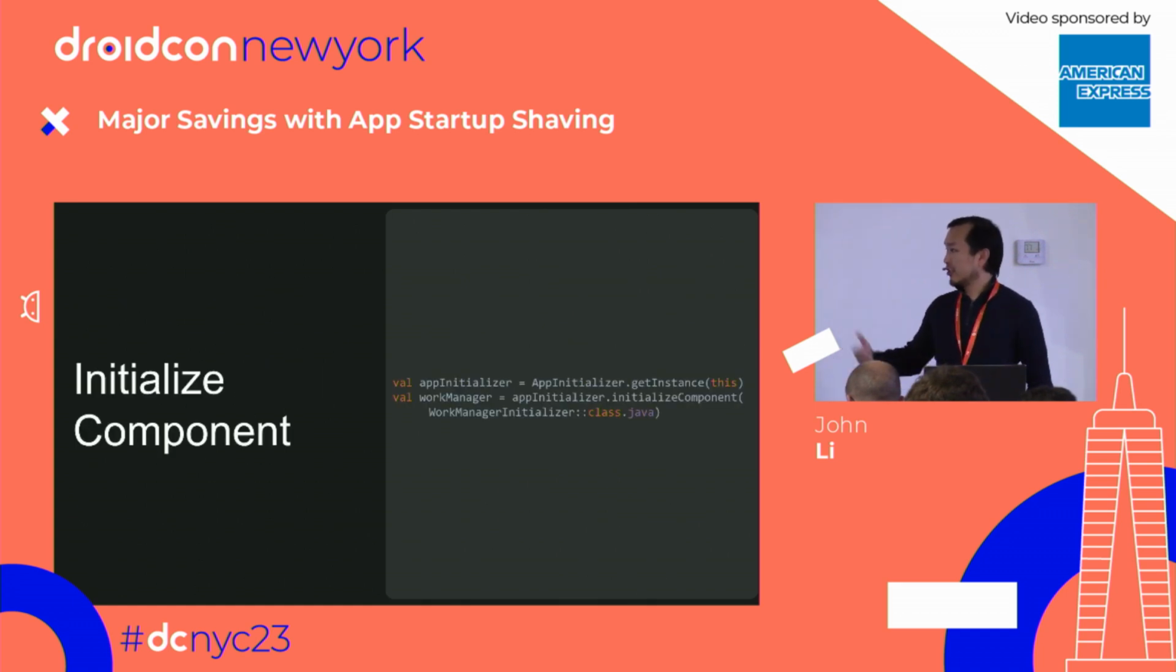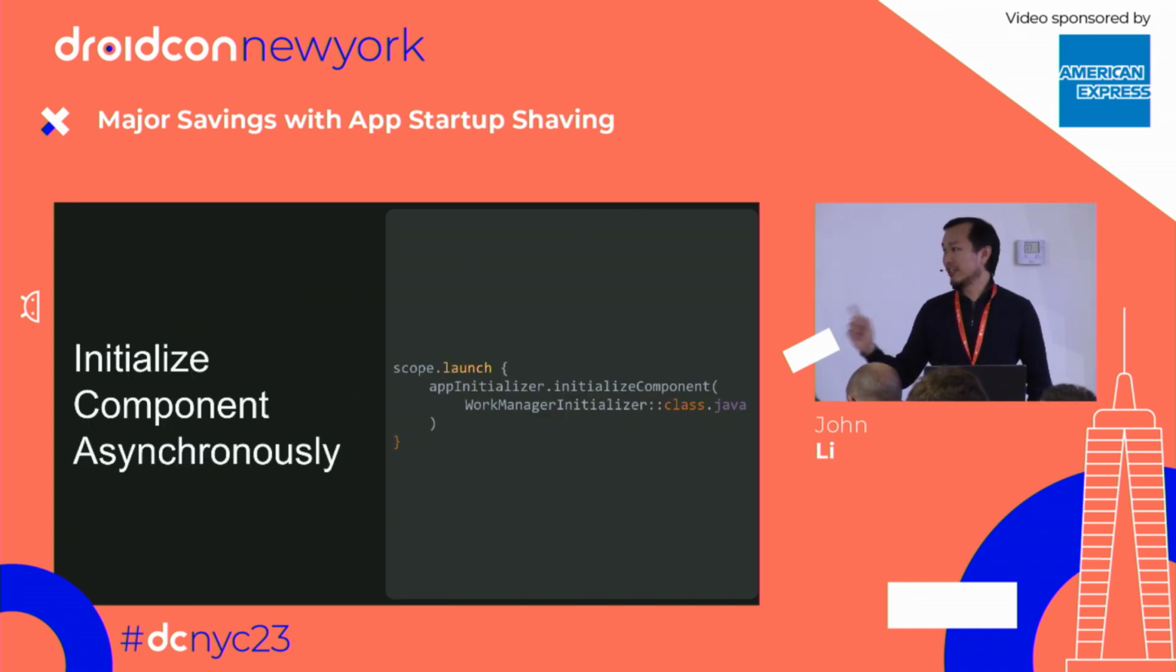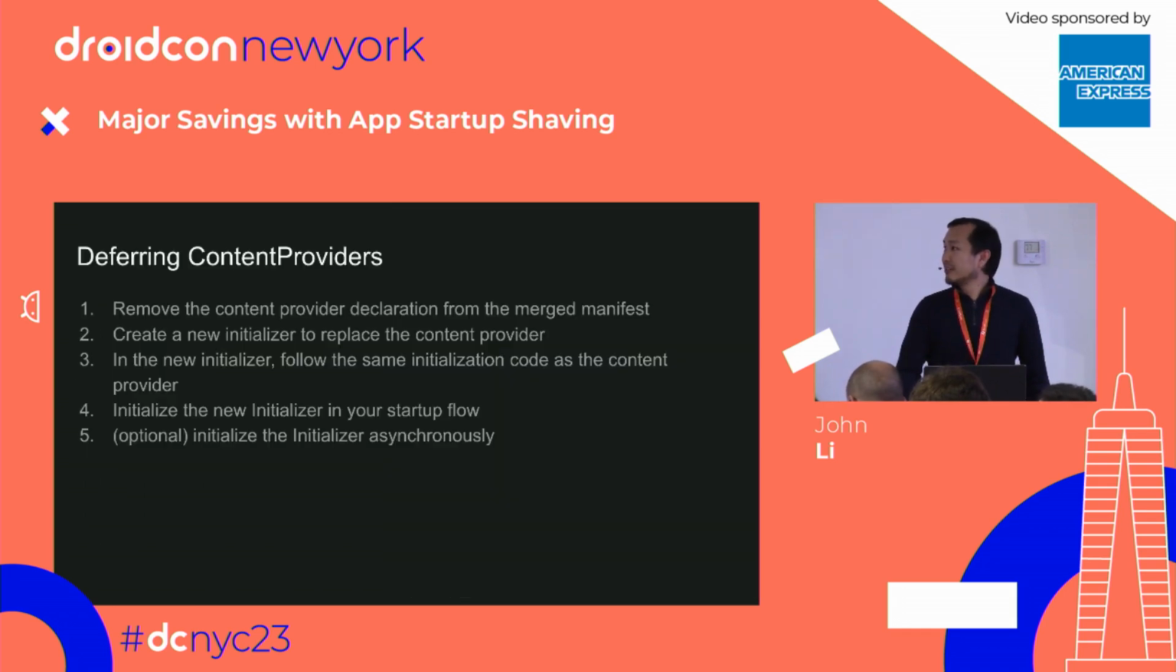And last thing to do is actually initialize it during runtime. You can do this in some activity, you can do it post app startup, you can do it during startup, up to you. And an optional step, initialize it asynchronously. So here are all the steps. Again, you remove the content provider from the manifest. You create a new initializer to replace the content provider. You copy and paste the initialization code into your initializer, and then you actually call the initializing code. OK.